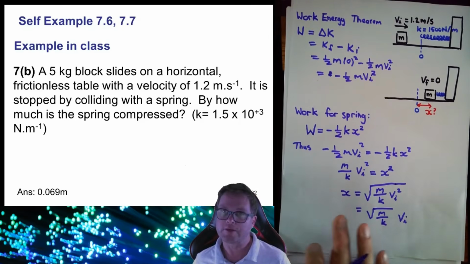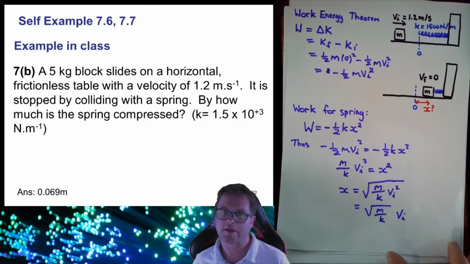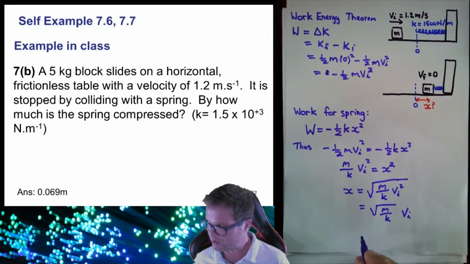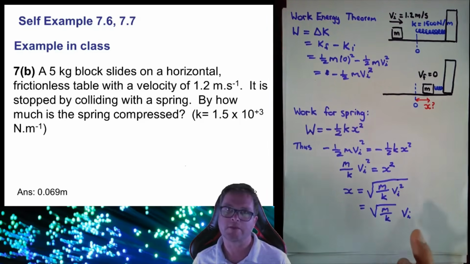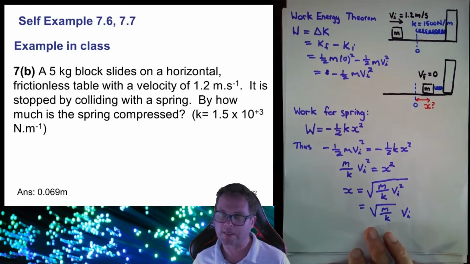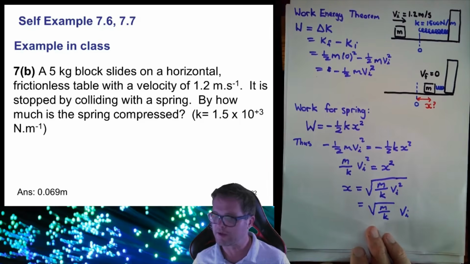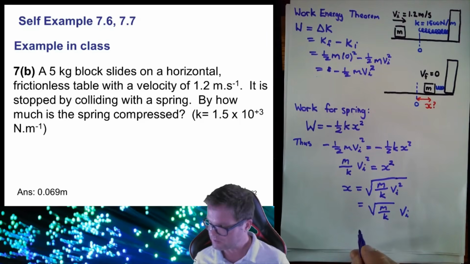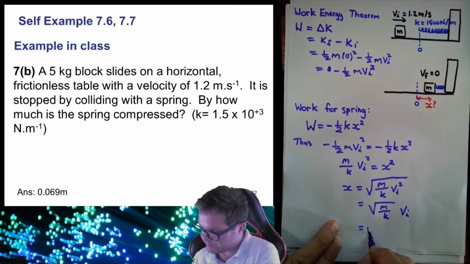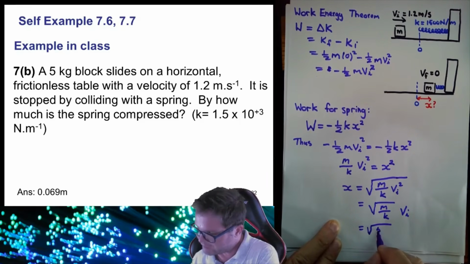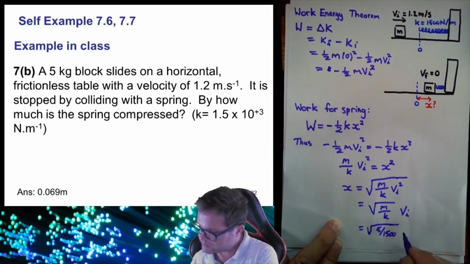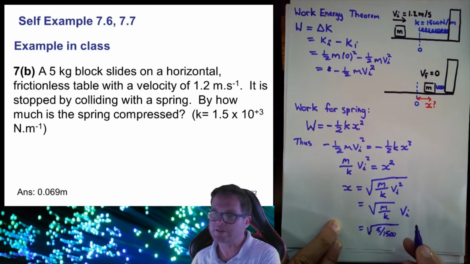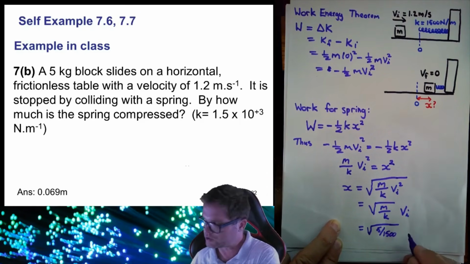And now what we can do is simply substitute the values in. In fact, we are given the mass of the block. It's given as 5 kg, so we can substitute that in. We are also given the spring constant is 1500 and the initial speed. So substituting the different values in, we'll have the square root of 5 over 1500, times v_i, the initial speed, which is given as 1.2.